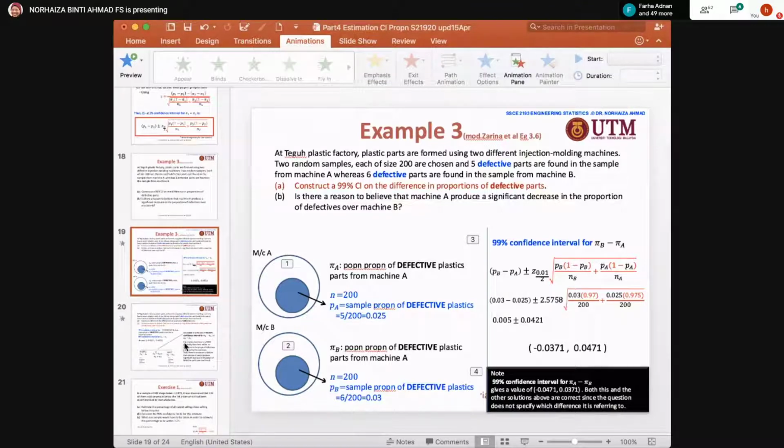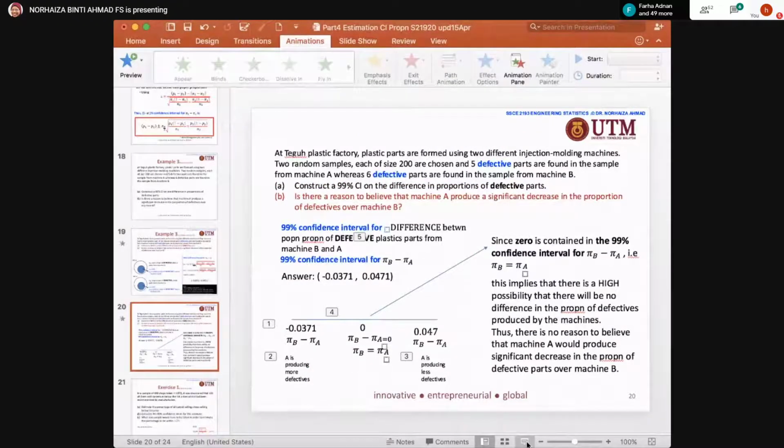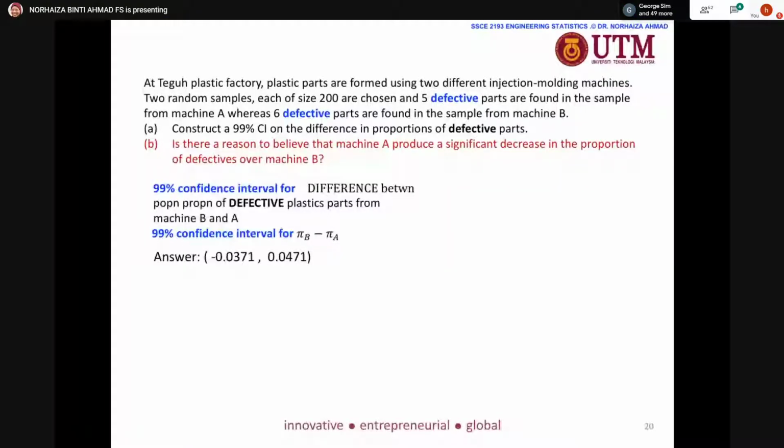So what you can do is use this to support your argument. So this is your answer. Let's say this is b minus a. So b minus a is this. Therefore, this is a value of pi b minus a. This is also a value of pi b minus a.